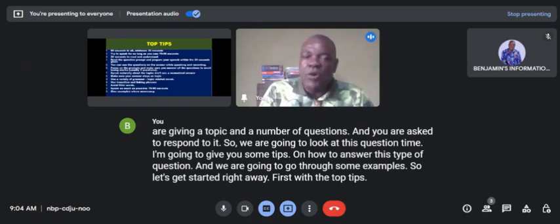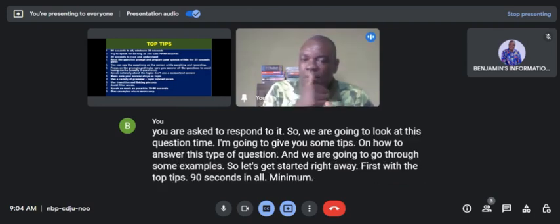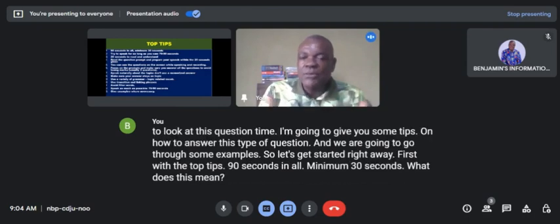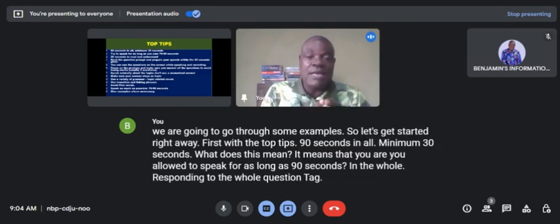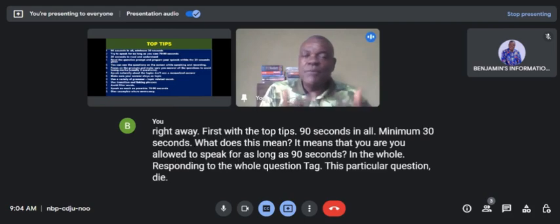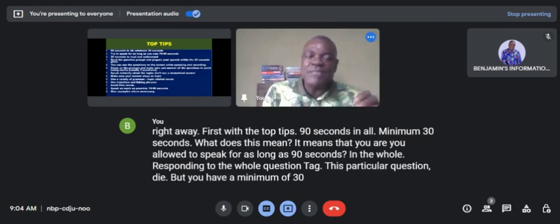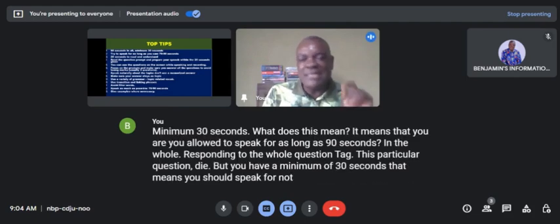90 seconds in all, minimum 30 seconds. What does this mean? It means that you are allowed to speak for as long as 90 seconds in responding to this particular question type. But you have a minimum of 30 seconds. That means you should speak for not less than 30 seconds.